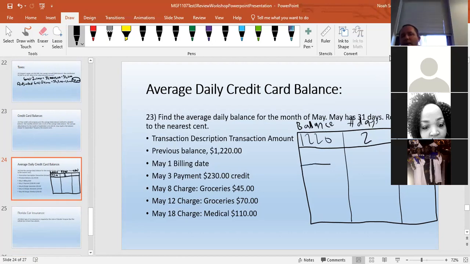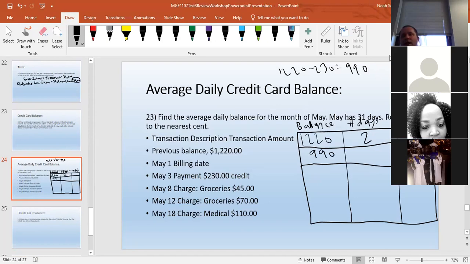Now we make another row, because on May 3rd there was a payment of a $230 credit. Now, a credit will take away from your balance. It won't add money to your balance. You're being credited because you don't want to owe as much. So you don't owe as much when you get credited to your account. So that's going to subtract 230 from 1,220, and that's going to be 990.